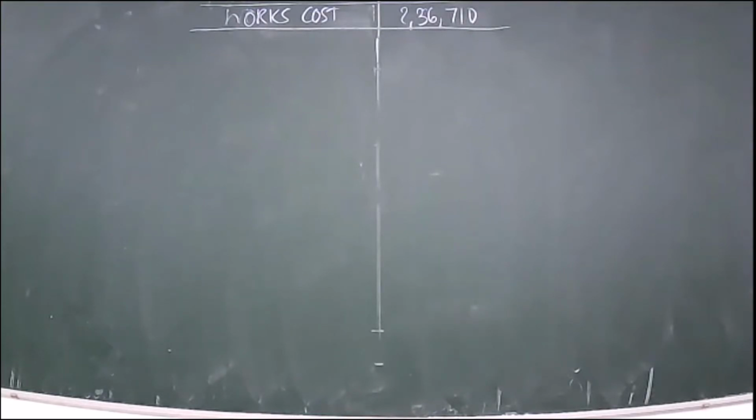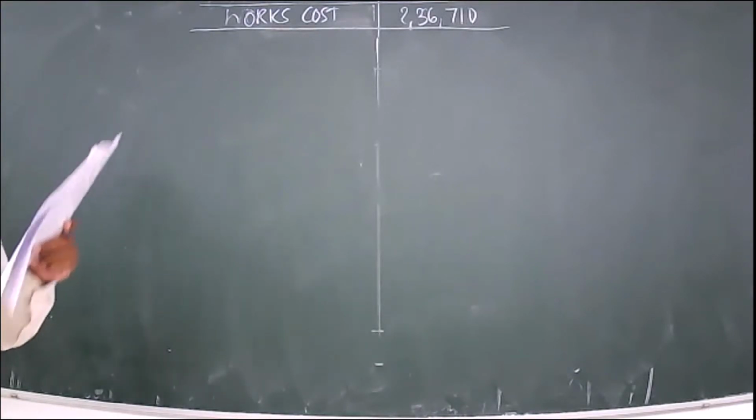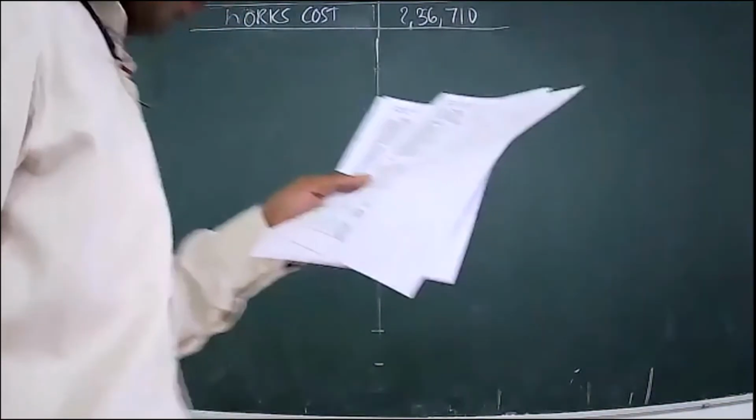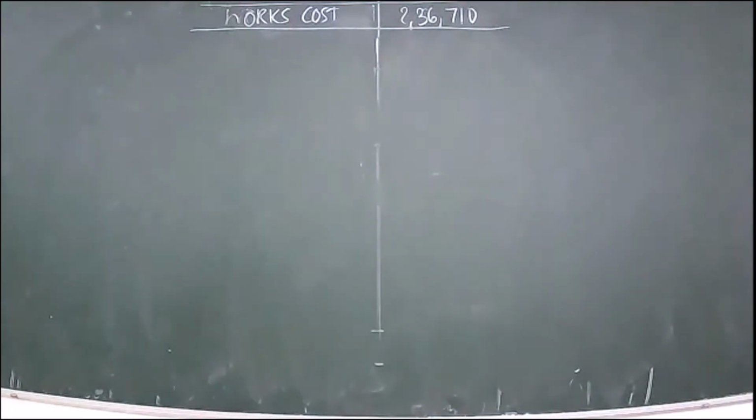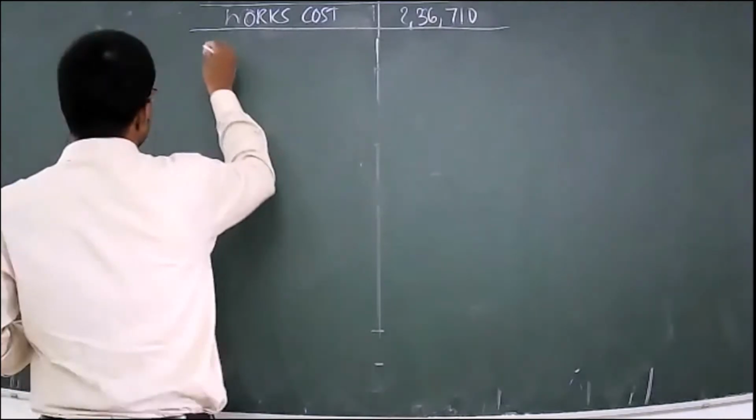Next, now that we have calculated the factory cost, we have to consider the office and administration overheads. So let's see what items we have.